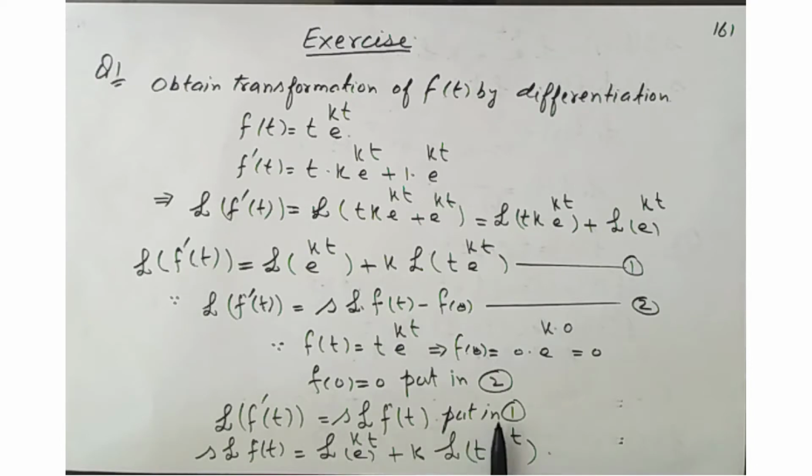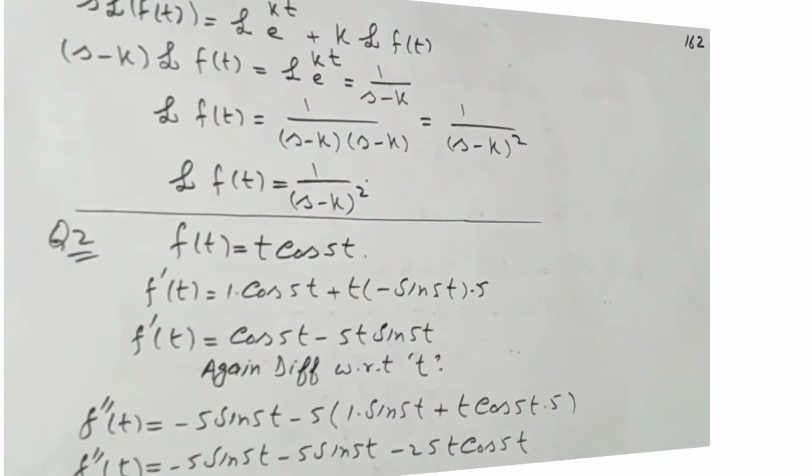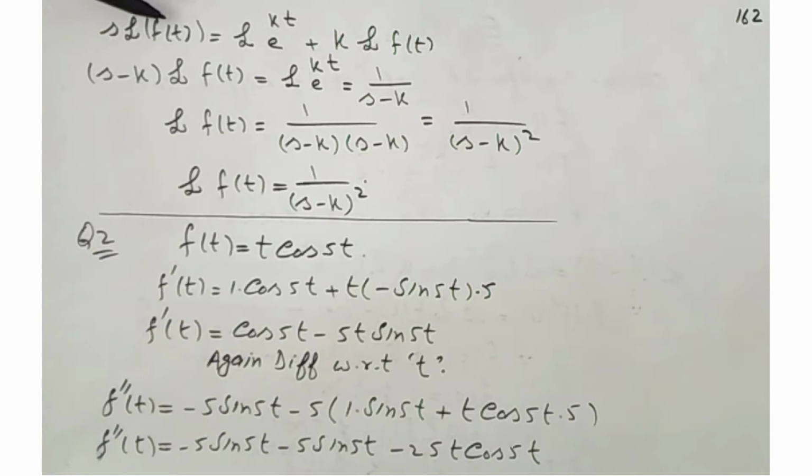So we put this term in equation number 1. Here in this place we put s into Laplace of f of t. This is equal to Laplace of e to the kt plus k into Laplace of t e to the kt. This t e to the kt is equal to f of t. So in the next step we put here f of t. So this becomes s Laplace of f t equals Laplace of e to the kt plus k into Laplace of f of t.